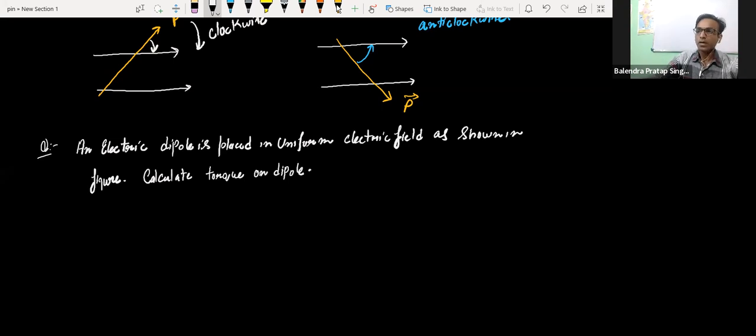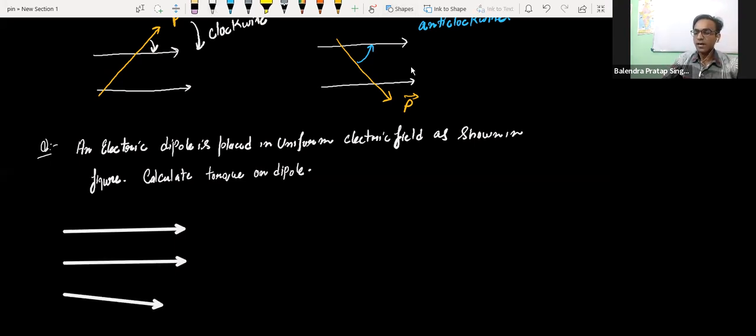Okay. So let me draw a figure. These are some external electric field. And the field is uniform. Here I'm discussing only uniform electric field. In non-uniform electric field, the results are different, that I will discuss later. But here I'm just considering electric field. And in this electric field, there is a dipole. This is your dipole. And this dipole is making angle theta with the external electric field.